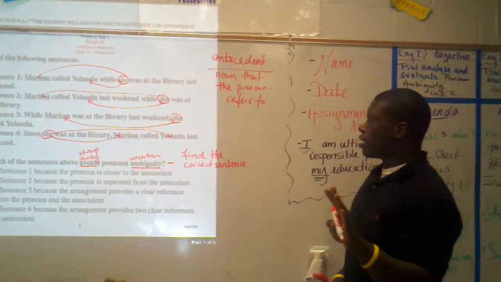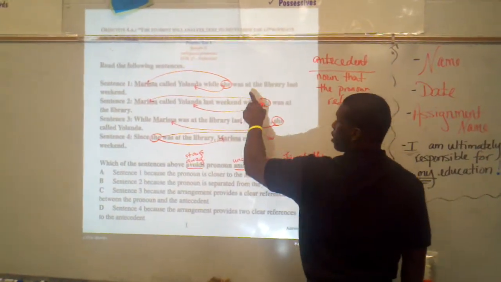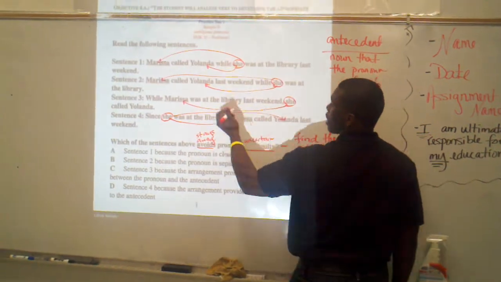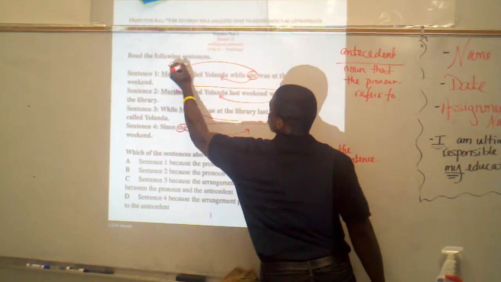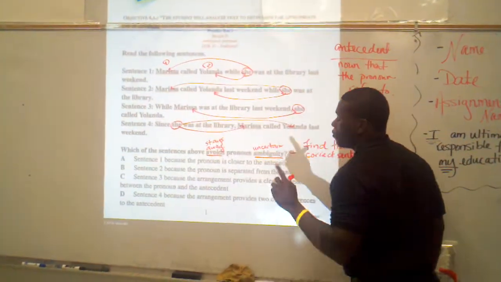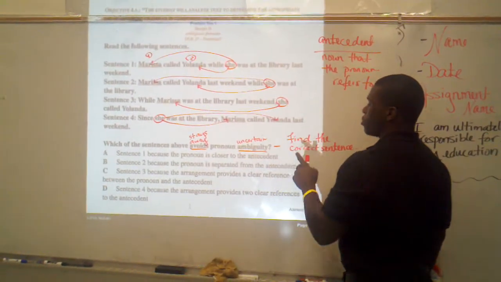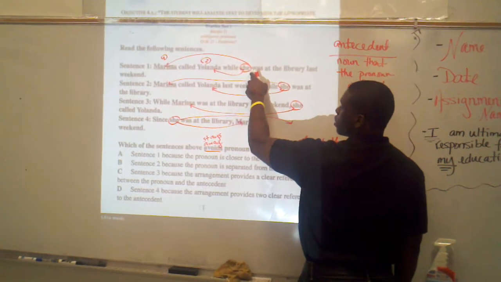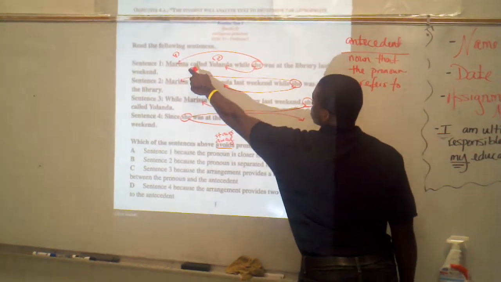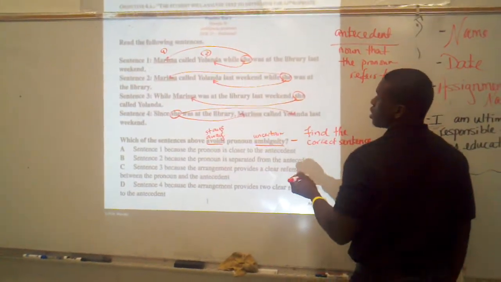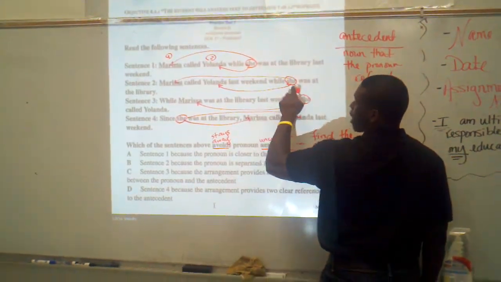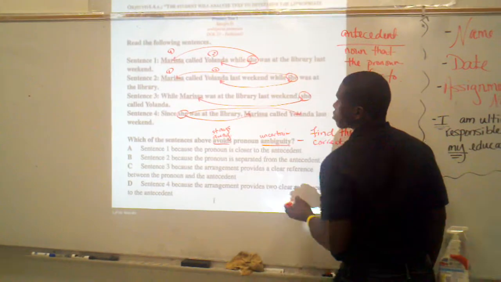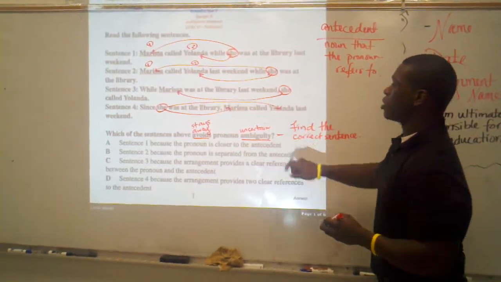Our fourth step tells us to go back and count the possible antecedents to determine ambiguity, which means that here we have 1, 2 antecedents. If we have more than 1 antecedent, then we have ambiguity because we are uncertain as to what the pronoun she refers to. Okay, so we have 2 antecedents there. Sentence 2, the pronoun she has 2 antecedents, Marissa and Yolanda. So we still have ambiguity.